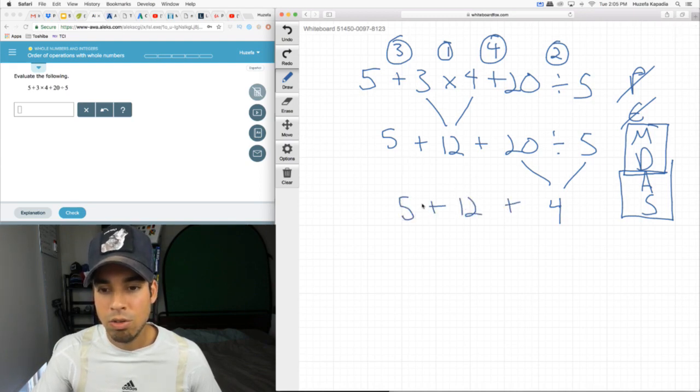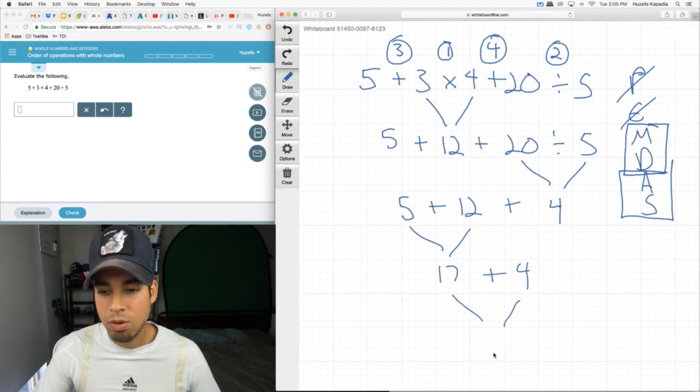And now this is our third step, this plus. Now it's turned into 12, but that's okay. 5 plus 12 is 17. And then we do this last plus here. 17 plus 4 is 21.